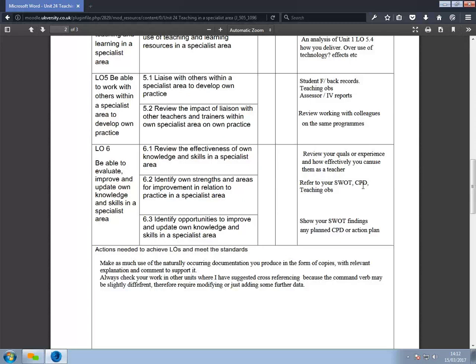Review your qualifications, refer to your SWOT, CV and teaching observation. These are the tangible pieces of evidence. If you remember back when we did U1, we did SWOT. Everybody did a SWOT sheet for themselves. Now the results of that cover 10.3. Identify opportunities to improve and update your own skills in a specialist area. Show SWOT findings, any CPD or action plan.